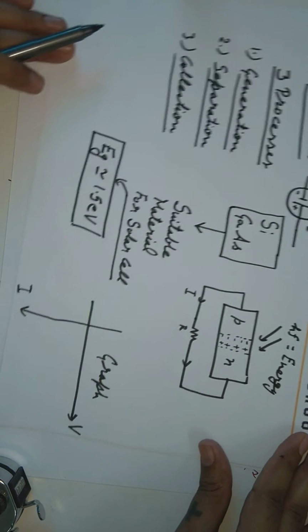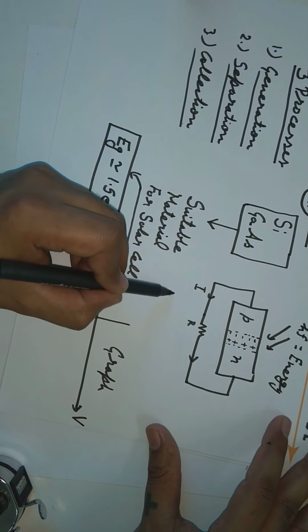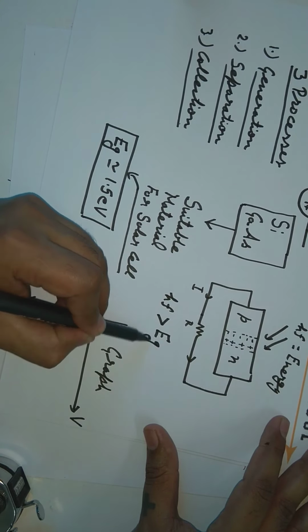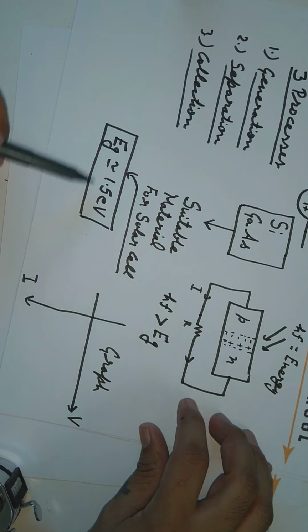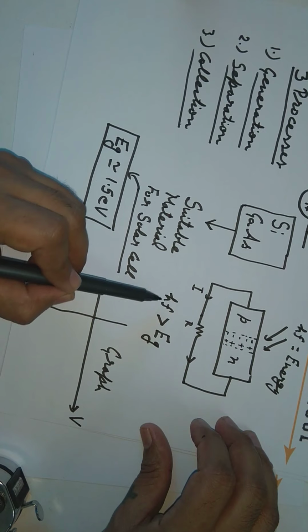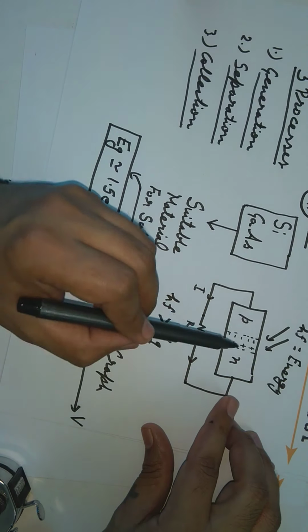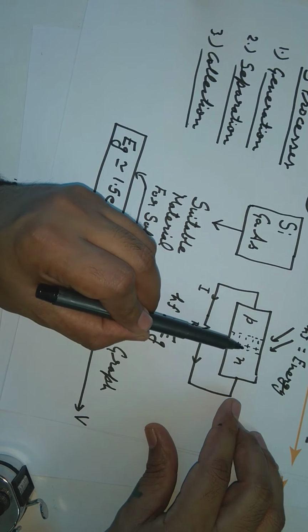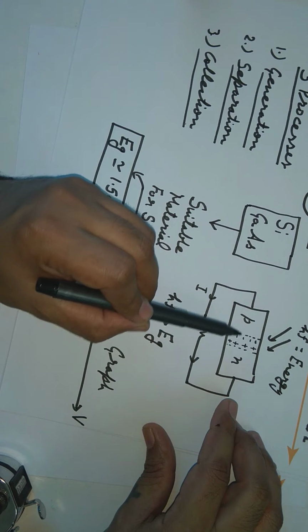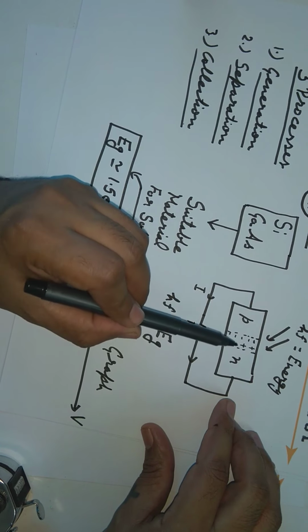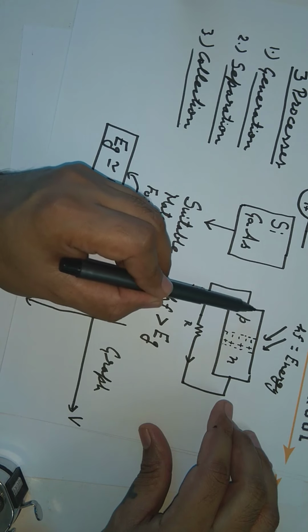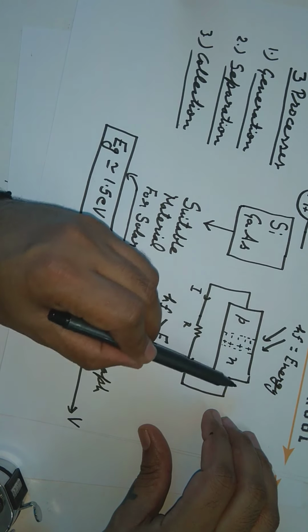Now what happens if the energy of this photon is greater than the energy band gap, which is 1.5 electron volt in our case? It will break a covalent bond and free a conduction electron and a hole. Now the electron will move towards the n end, and the hole will move toward the p end.